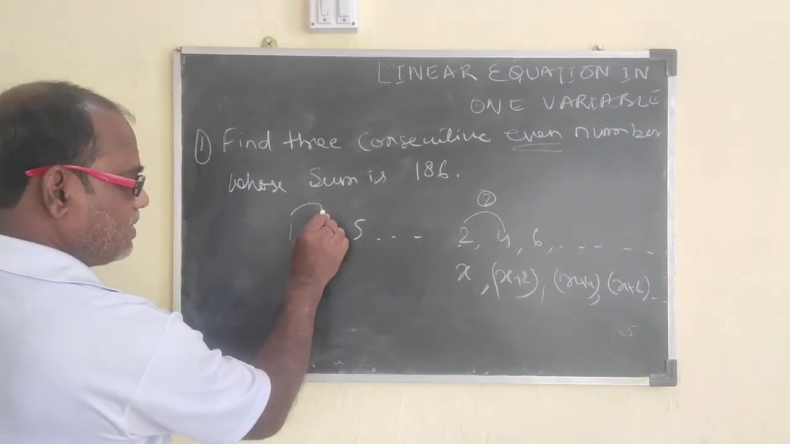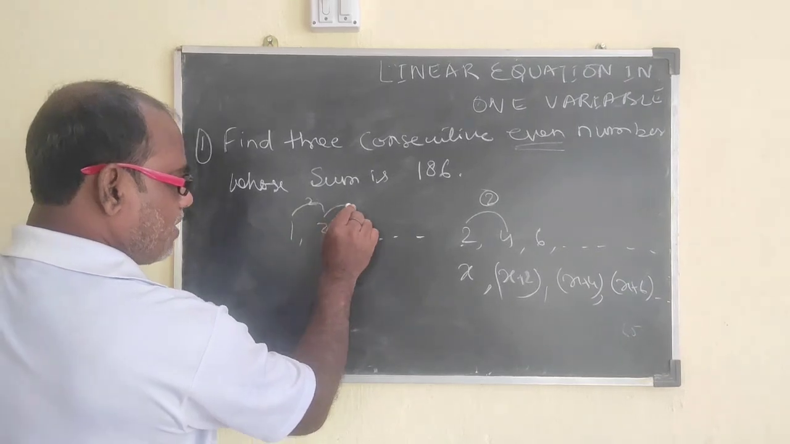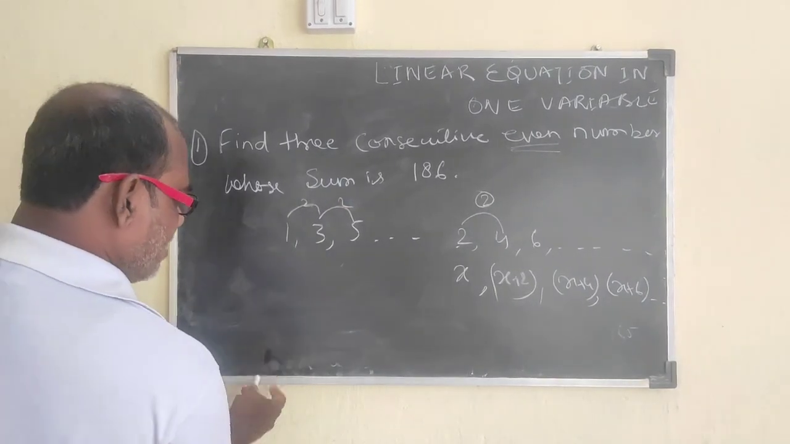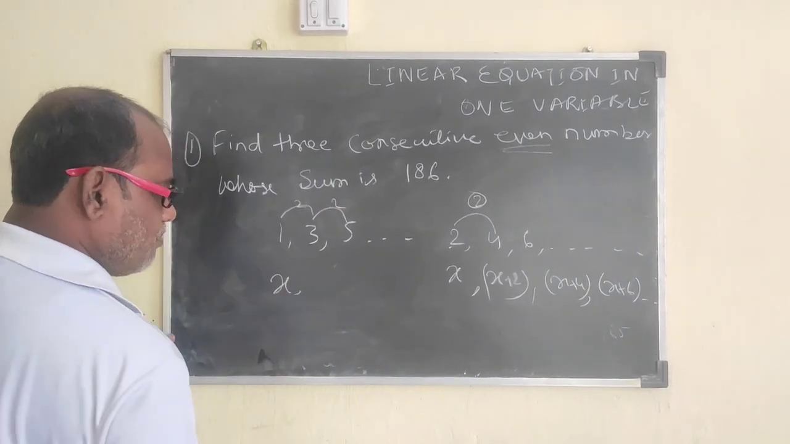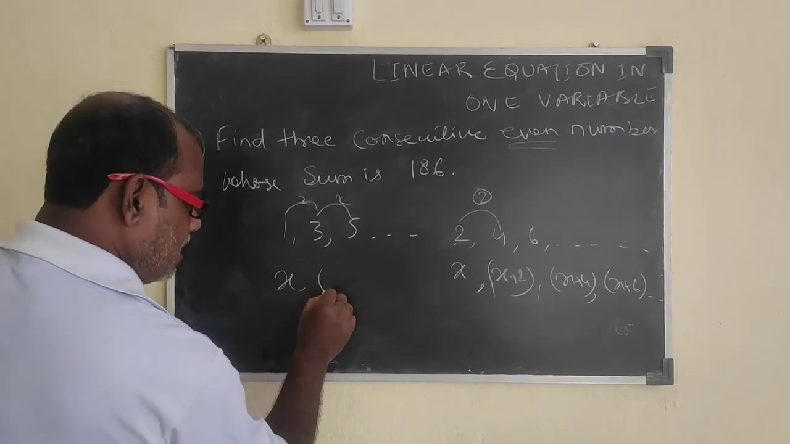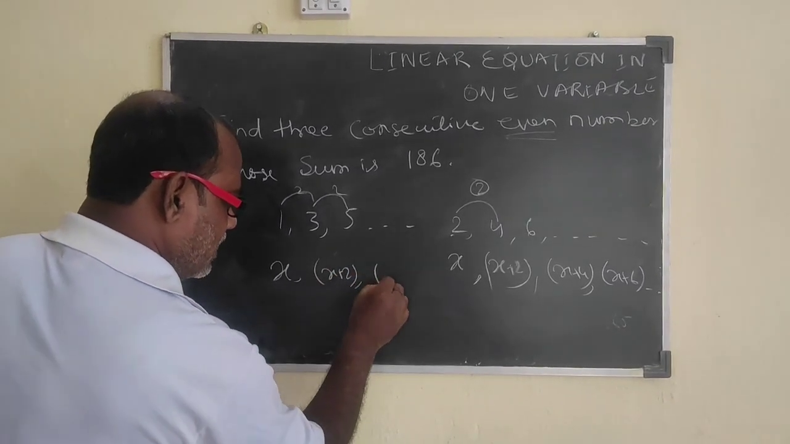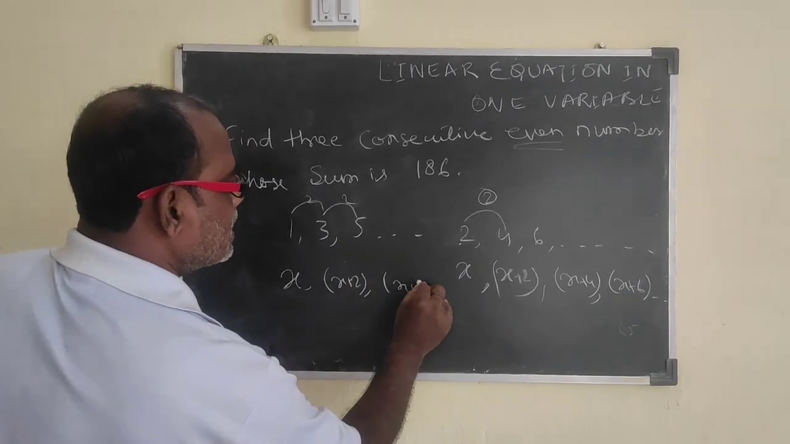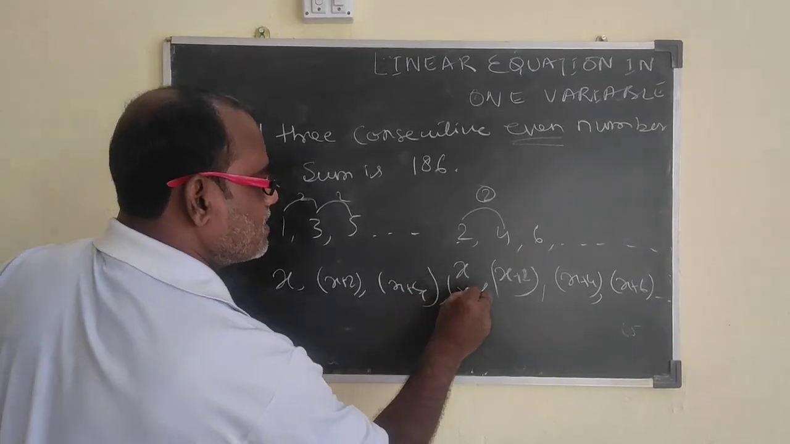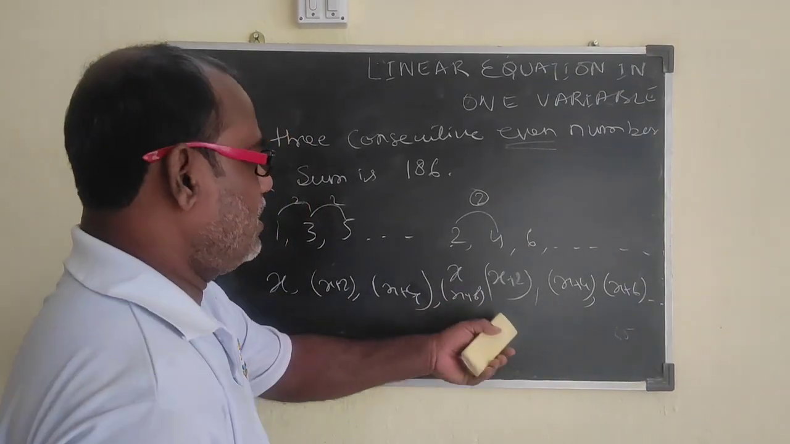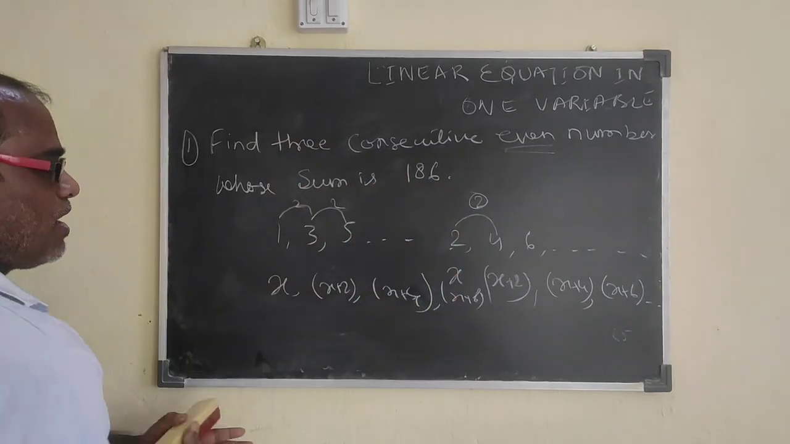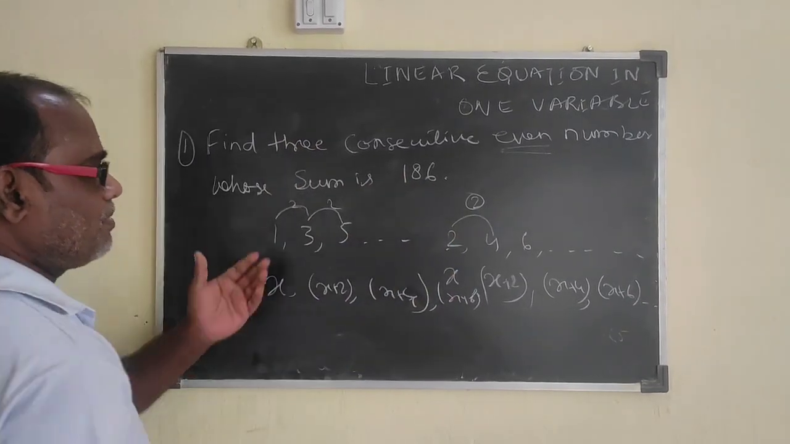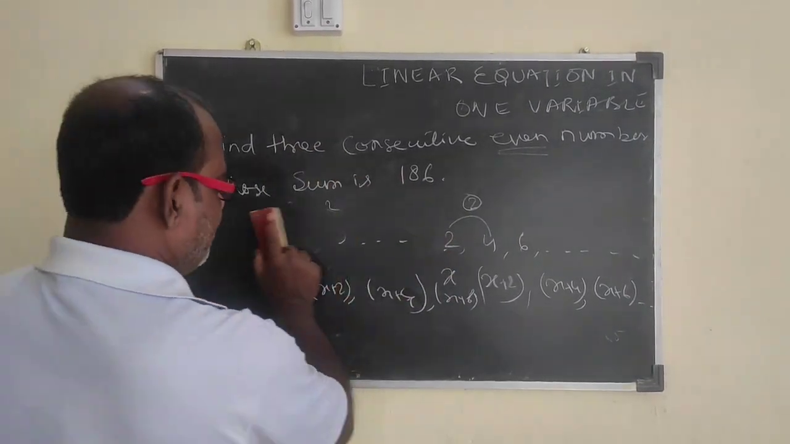The difference between 1 and 3 is 2, and between 3 and 5 is 2. So if the first consecutive number is x, then the consecutive odd numbers would be x + 2, x + 4, x + 6 in this way. Whatever the question is, you have to frame the equation according to the question.